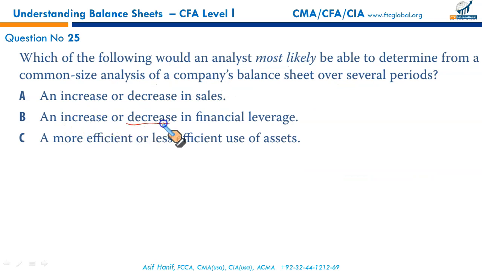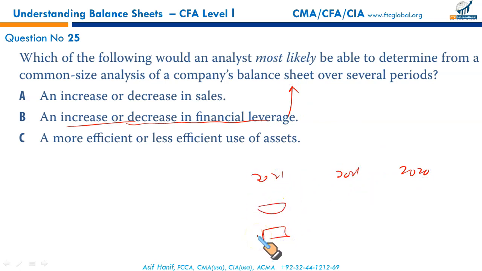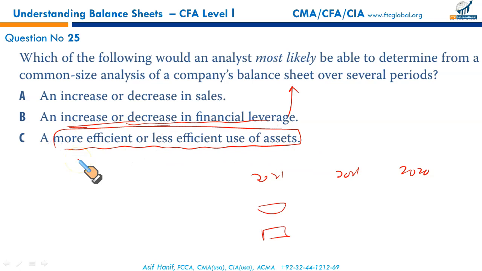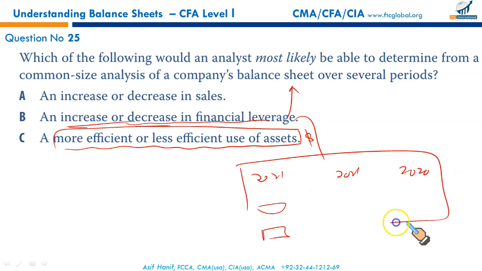B: an increase or decrease in the financial leverage. From the common size balance sheet over the years 2020, 2021, 2022, you can see the composition of your balance sheet financing side. So definitely it will help you calculate the financial leverage, whether it has increased or decreased. That is possible. C: more efficient or less efficient use of assets. Since it's on a comparative basis, we cannot draw any conclusion based upon the dollar amounts, right? This is possible through a common size balance sheet drawn horizontally, but not A and C, so that makes B the correct option.